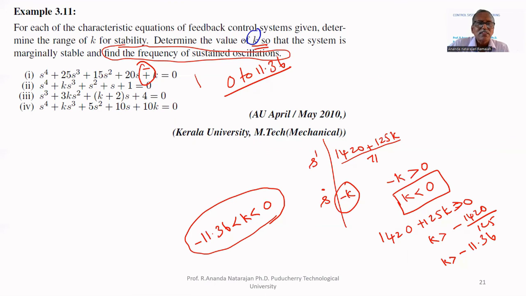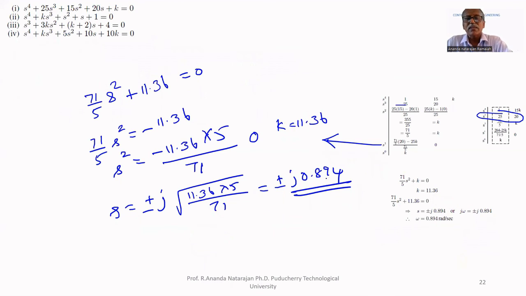For what value of K is the system marginally stable, and find the frequency of sustained oscillation. To find the frequency of sustained oscillation, we have to make the s power 1 row 0. For that, find the value of K, so you will get a row of 0. Then consider the auxiliary equation from the s square row and find omega. That is the procedure to find poles on the j omega axis. The omega value is 0.894.